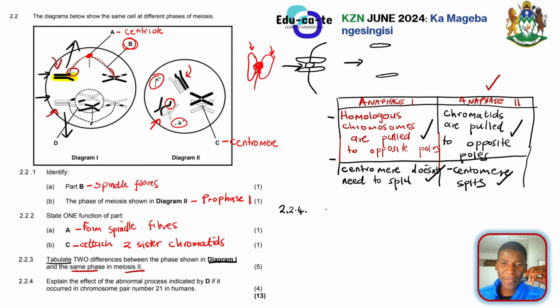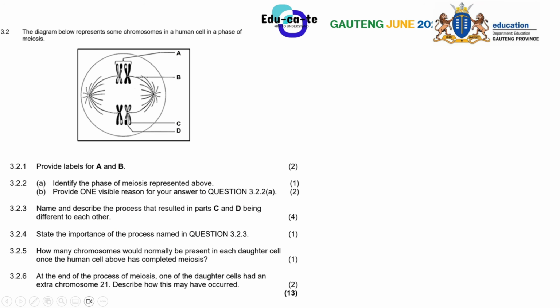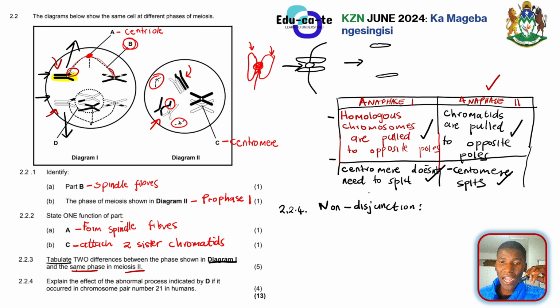You are explaining non-disjunction. I'm not guaranteeing that this is going to be a mark for you, but basically it can possibly give you a mark because here is a hidden process. You have to mention at least if you know it. So this is non-disjunction. So now, how do you explain it in this case?